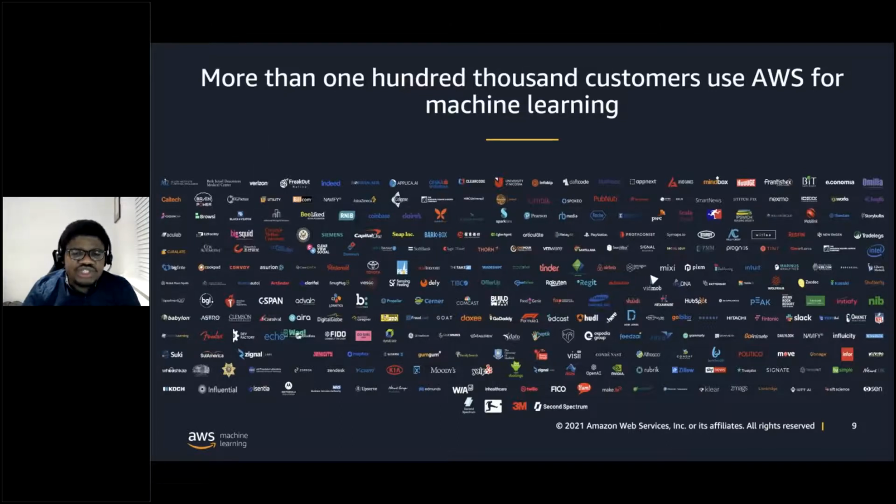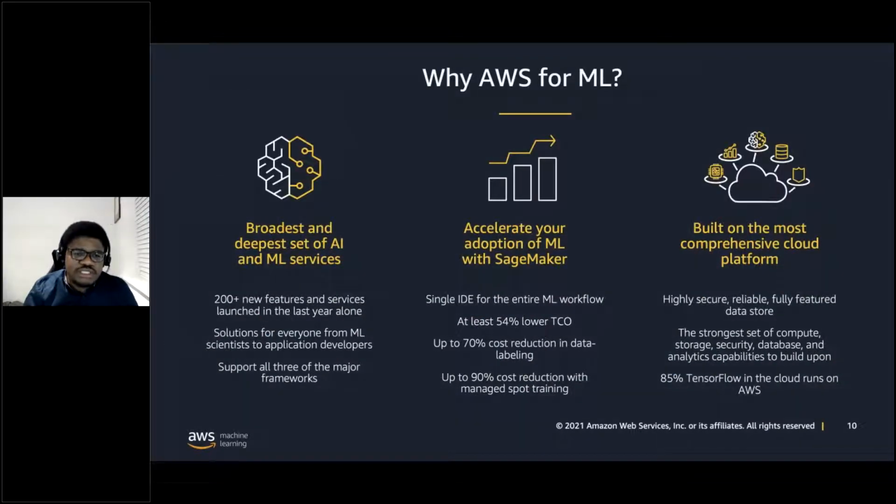But I think the key question is, why are customers choosing AWS? Apart from our experience in running machine learning and applying machine learning within our business, what are other reasons why customers come to the AWS cloud for machine learning? I think the first key point is really the broadest and deepest set of our AI services. Over the last year alone, we launched over 200 new features, and we've got solutions across the spectrum, from solutions that application developers can use with little or no experience, to solutions for ML experts or data scientists to build machine learning on the platform.